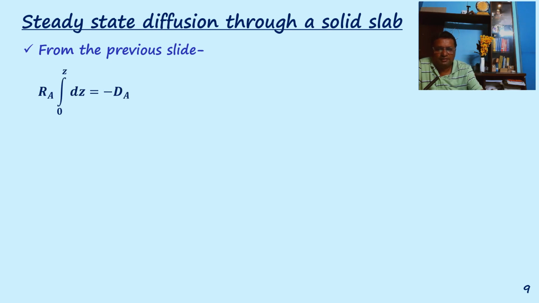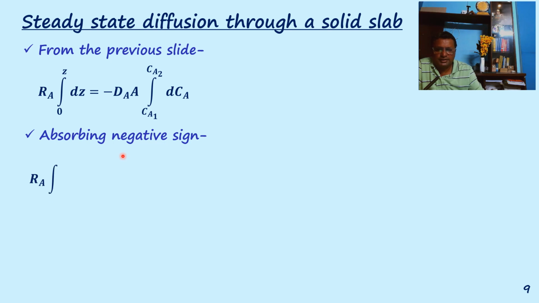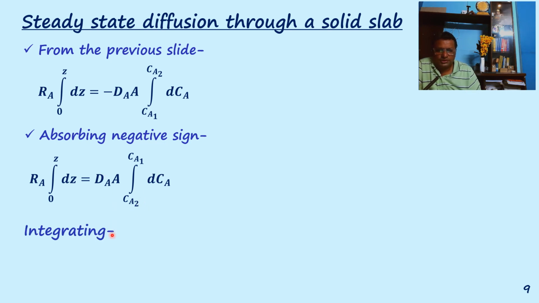Okay. So in the next step, that is done. From the previous step, I'm rewriting the equation once again. So you have Ra integration from 0 to z dz, that is equal to minus dA into A integration from Ca1 to Ca2 dCA. Now let us absorb the negative sign. If you do that, you have Ra into integration from 0 to z dz is equal to dA into A integration from Ca2 to Ca1 dCA. So now you can see the limits have changed their positions. Lower has become upper and upper has become lower.